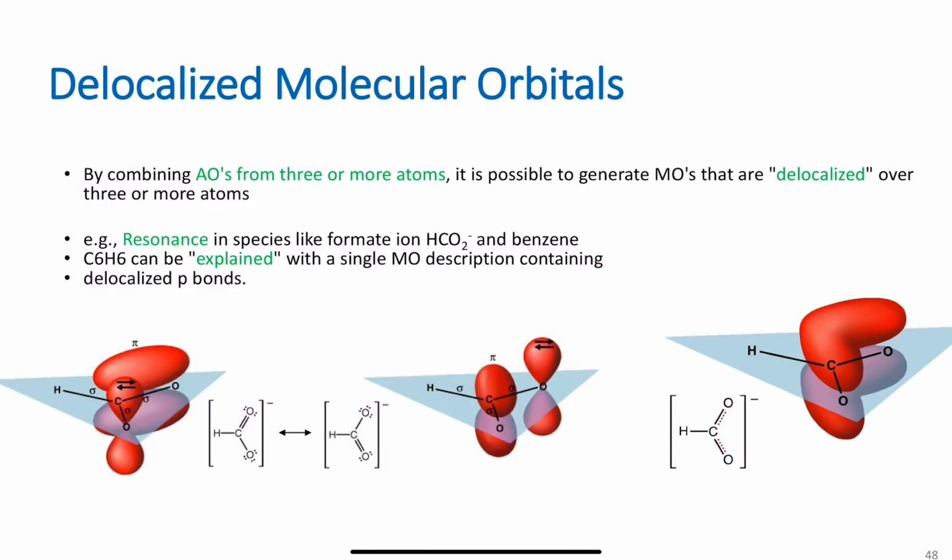By combining atomic orbitals from 3 or more atoms, the electron density becomes delocalized. Resonance in species like a formate ion, HCO2-, as shown here, benzene, which I'll show as well, can be explained with a single molecular orbital description containing delocalized p orbitals, or pi bonds. So the electron density, instead of just one bond, resonance is explained because we're sharing that electron density over an entire area. This is how your true resonance hybrid exists.